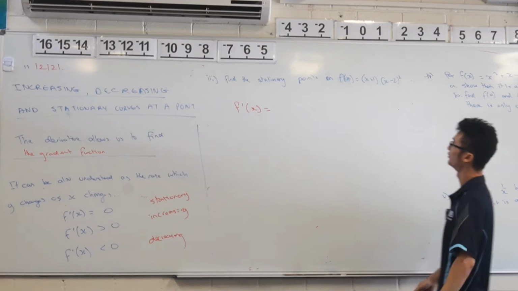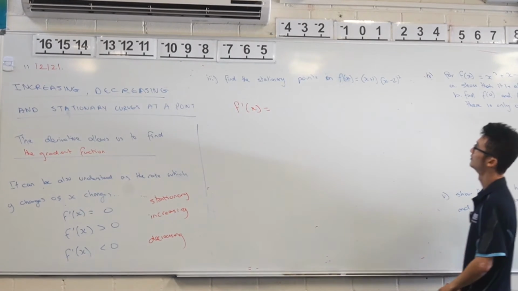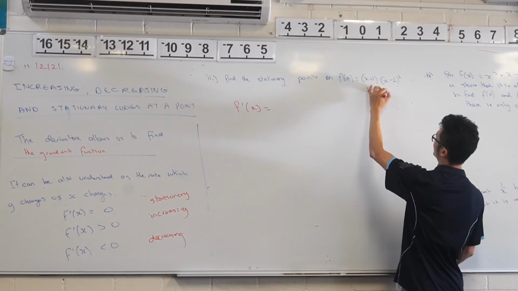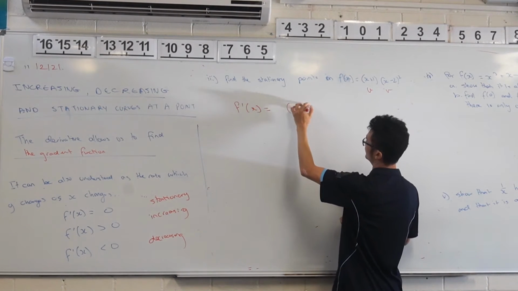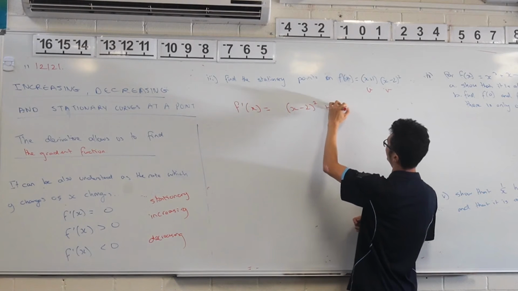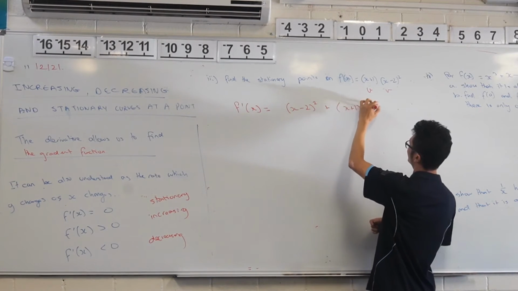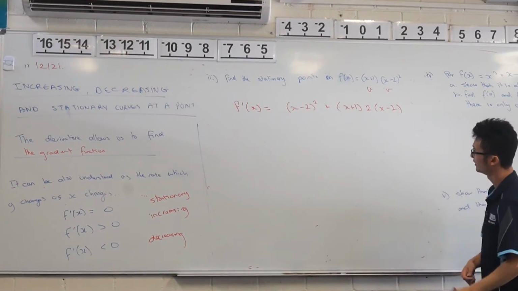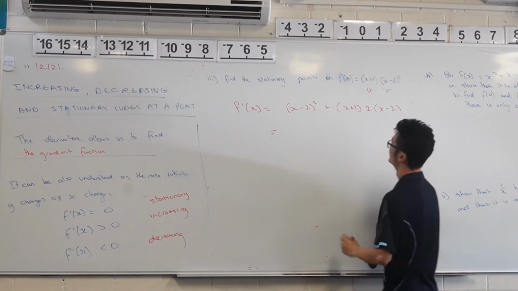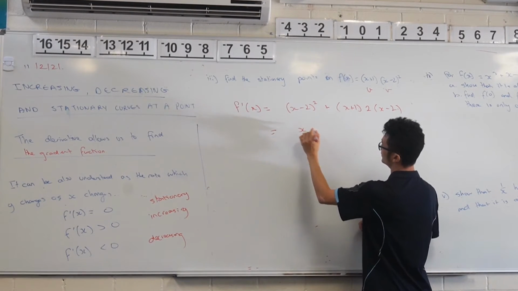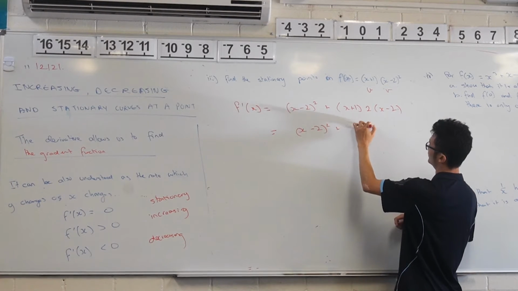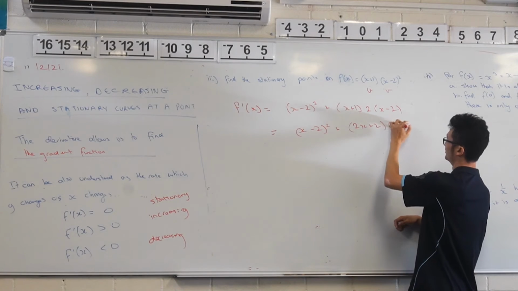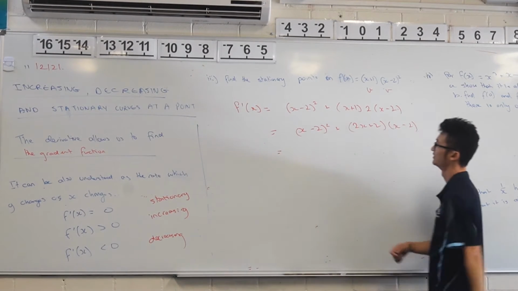Liam, you want to walk this one through with me? So it's going to go to x minus 2 all squared plus x plus 1 times 2 times x minus 2. So you took the derivative of that, that's fine. Next one is x minus 2 all squared plus 2x plus 2 times x minus 2. I've got to read my writing. That's all right. I believe in you.